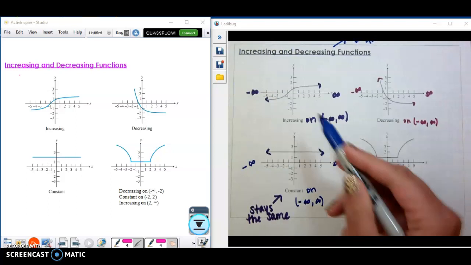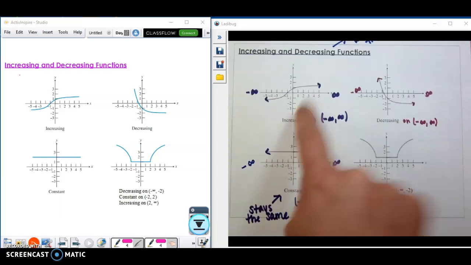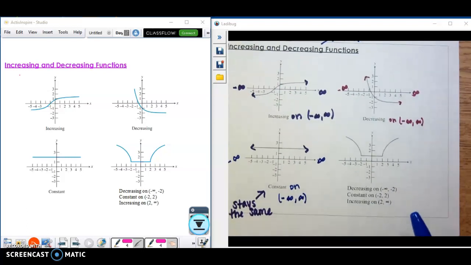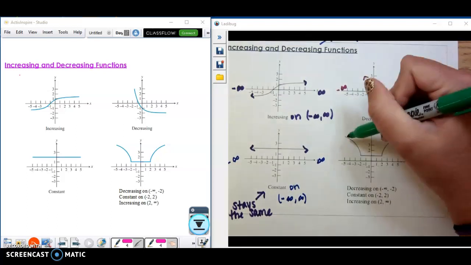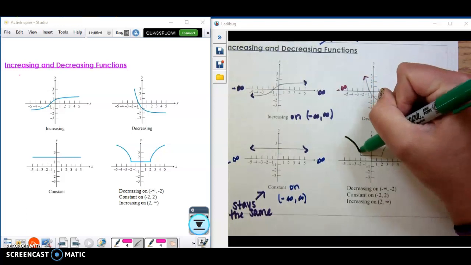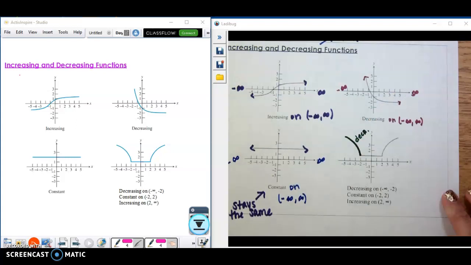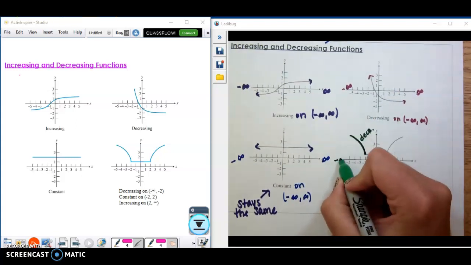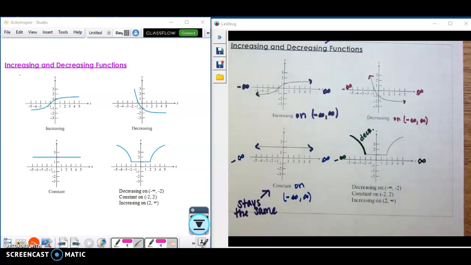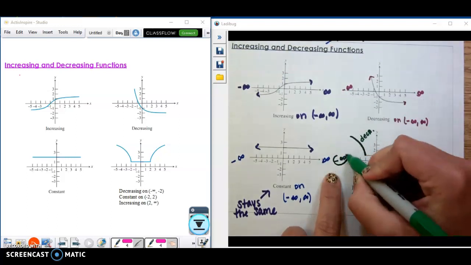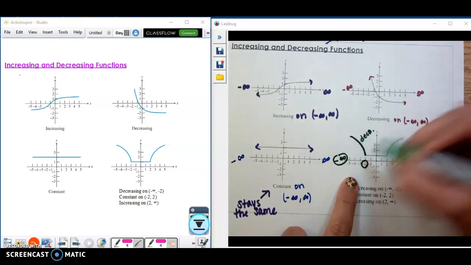So these three graphs that we looked at were increasing the whole graph, decreasing the whole graph, or constant the whole graph. The last one that we're going to look at here mixes all these together. I like this example. We're going to start from left to right. If you start here, this first little part is decreasing. If we want to write the interval for that, we have to make sure we're going from negative infinity to positive infinity. We're using the x values. It starts at negative infinity, and then it's going to stop decreasing at negative 2.